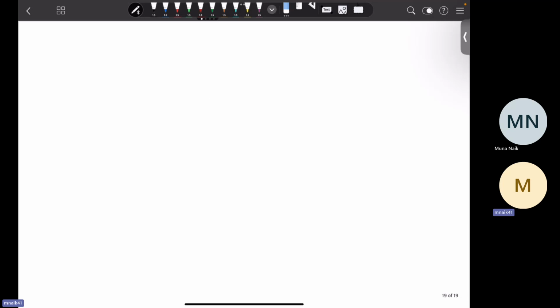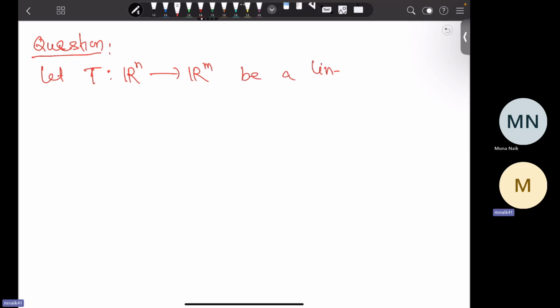Now you know that on Rn you always equip with the little l2 norm. So a little bit of discussion. Let us see the question. First question is, let T from Rn to Rm be a linear map. So is it true that T is continuous?